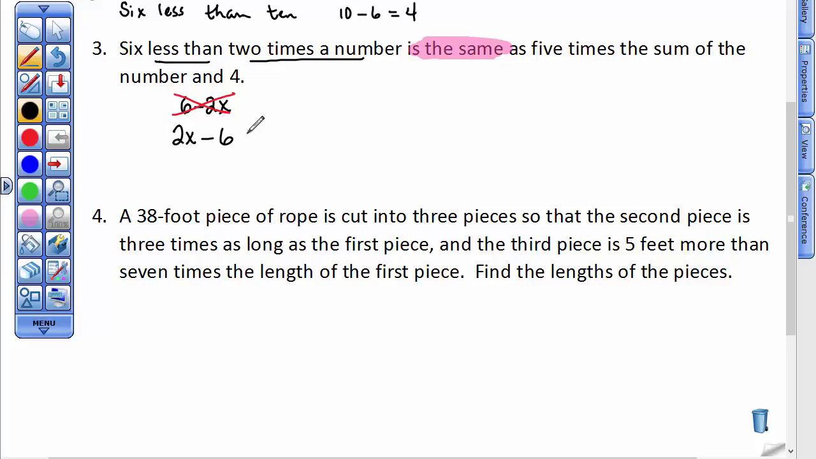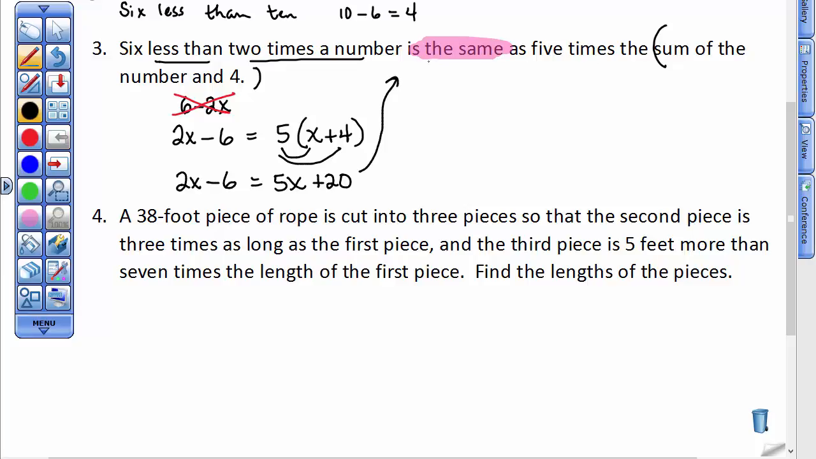Then is the same as 5 times the sum of a number and 4. Be careful. 5 times, and then we have to do the sum of a number and 4. So I've got to put that sum of a number and 4 in parentheses, and then think of 5 times it. Now I'll go ahead and distribute this in order to solve this. So I'll have 5x plus 20 on the right, and 2x minus 6 on the left.